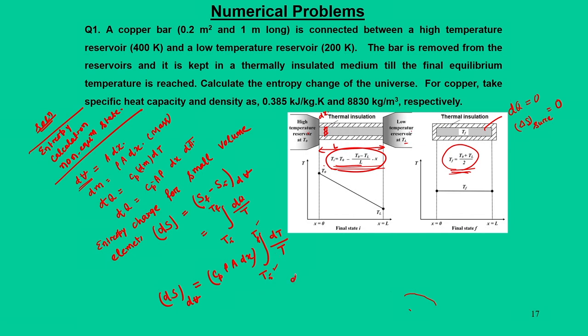So, this can be written as ds for this small volume element dv. We can integrate it, and it takes the final form of Cp rho A dx ln Tf by Ti. So, we can put this Tf and Ti here, and this can be simplified as minus Cp rho A dx ln T0 by Tf minus (T0 minus TL) by L into x.